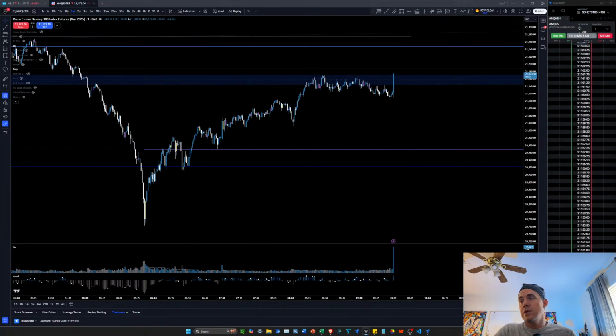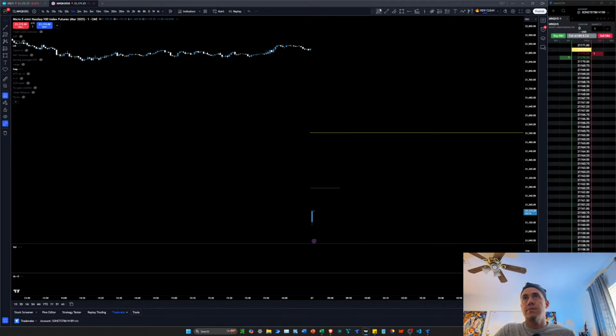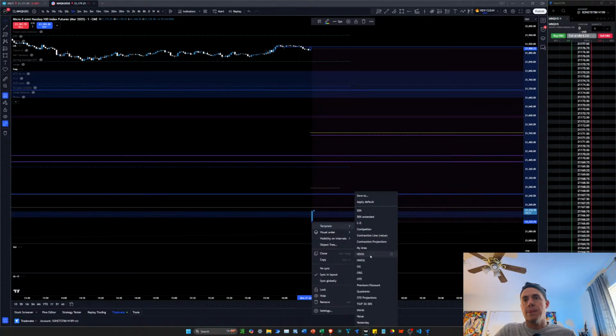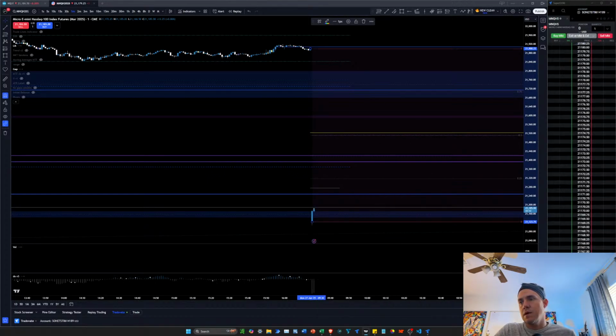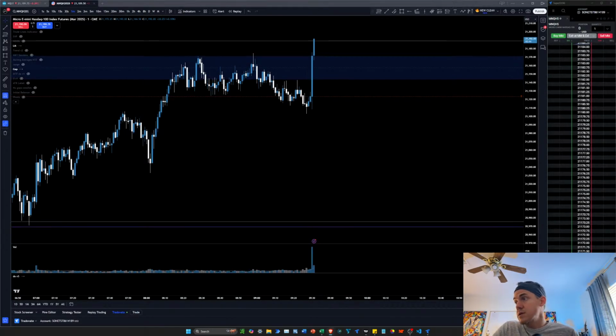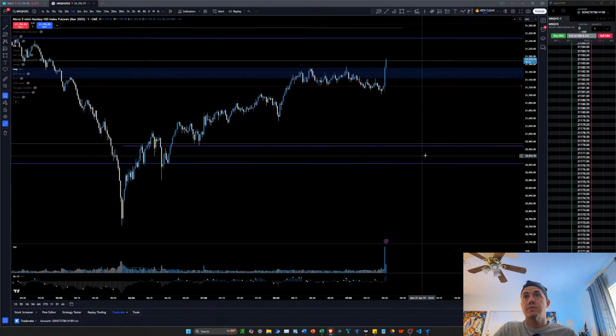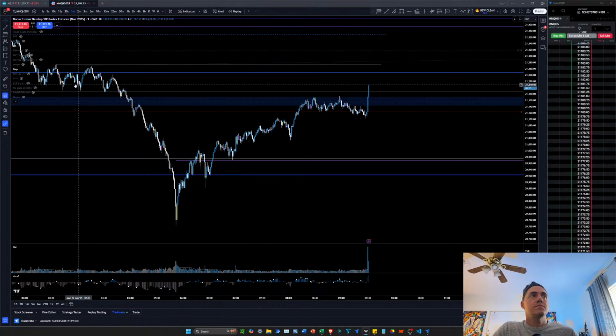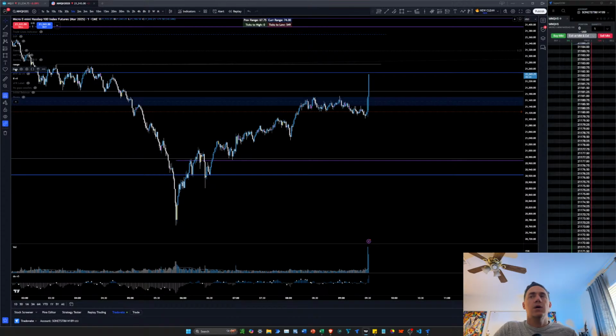Let's see, open and range gap. Get that on a chart from there to there. Open and range gap. Electronic trading hours. Let's see here. We want this. We want range. And we want ATR label.